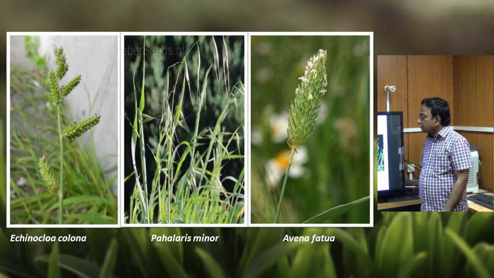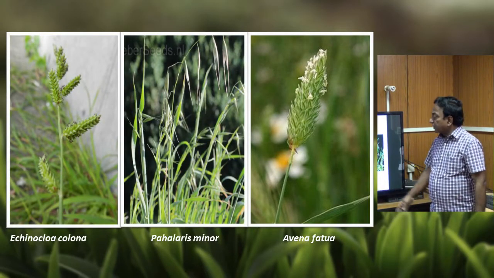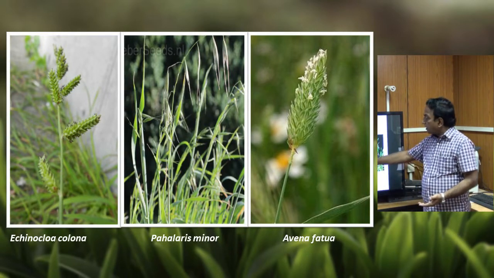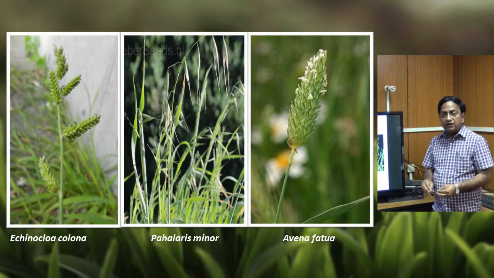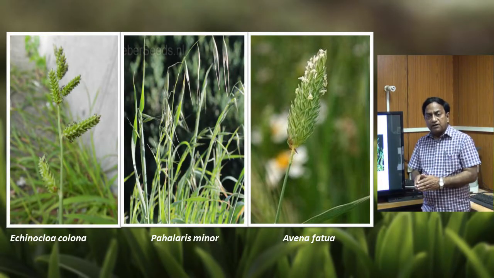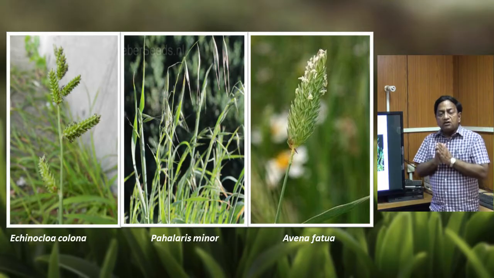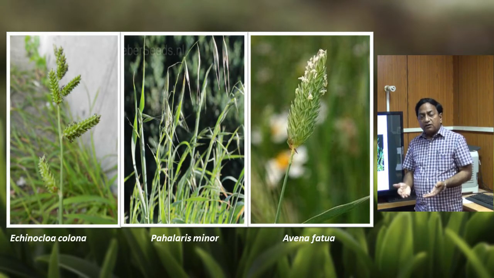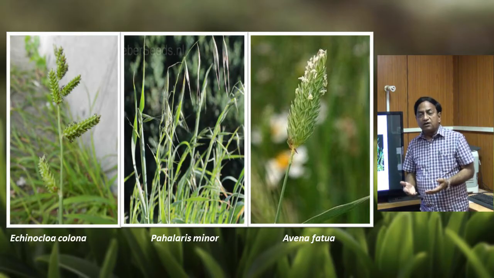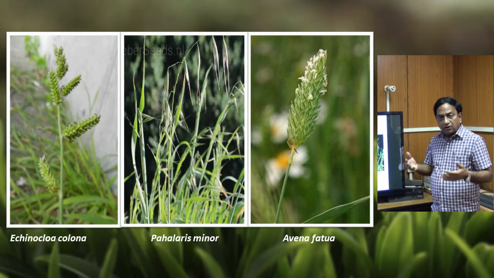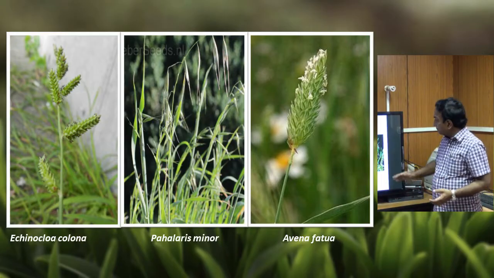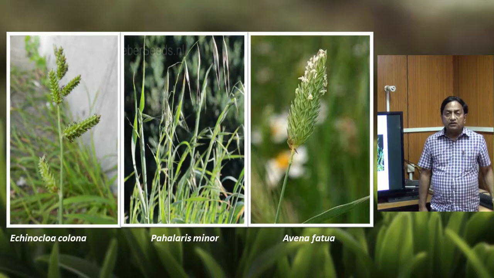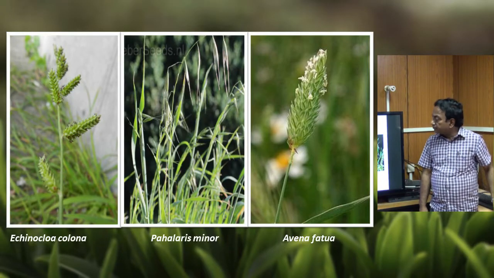These are certain photographs of Echinochloa colona. It is mainly found in rice crop. Phalaris minor is a very obnoxious weed, and once a crop field is infested with Phalaris minor, it is very difficult to control, and year by year they continue to grow in the same field and restrict the crop production of wheat. Similarly, Avena fatua is also an associated weed of the wheat crop.